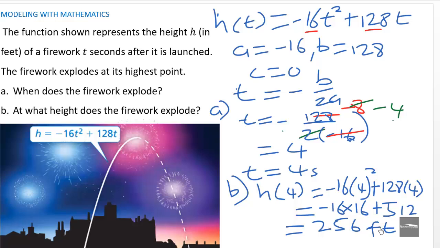So the highest point is 256 feet. That is the height where the firework explodes. Now let's look at the second approach.